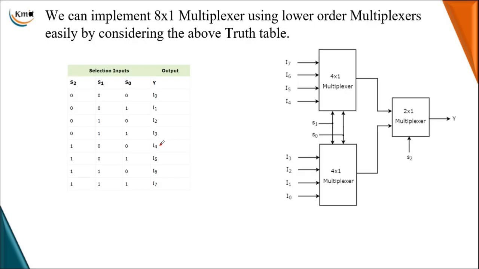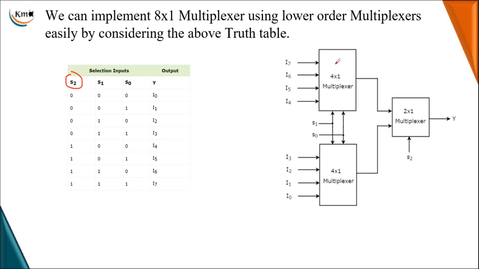Now in order to construct that, let me take the truth table of the 8 by 1 multiplexer, which has 3 selection inputs, but a 4 by 1 has only 2 selection inputs. Those 2 selection inputs are commonly connected together and given as S1 and S0. In addition to the two 4 by 1 multiplexers, we need one more 2:1 multiplexer, which requires only one selection input as it has 2 inputs. So the higher order selection input of the 8 by 1 is connected to the second level 2:1 multiplexer.